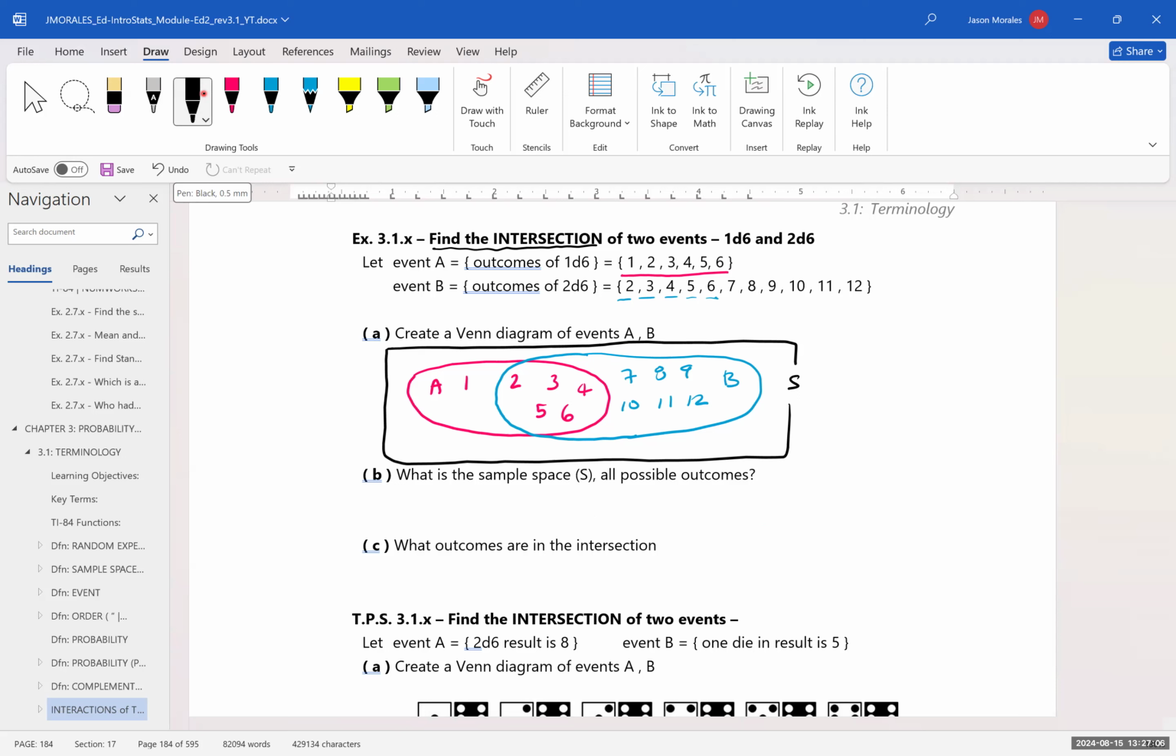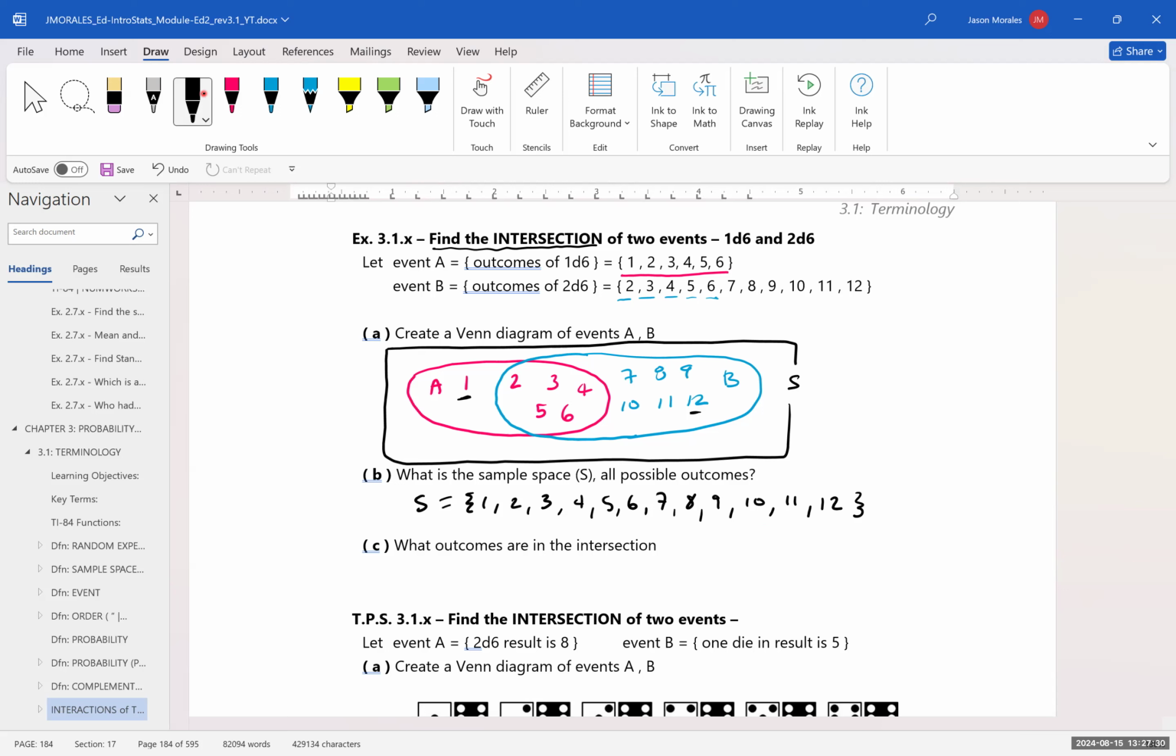Now, what is the sample space of all possible outcomes? Well, it's going to be everything from 1 up to 12. So the sample space is going to be 1, 2, 3, 4, 5, 6, 7, 8, 9, 10, 11, and 12.